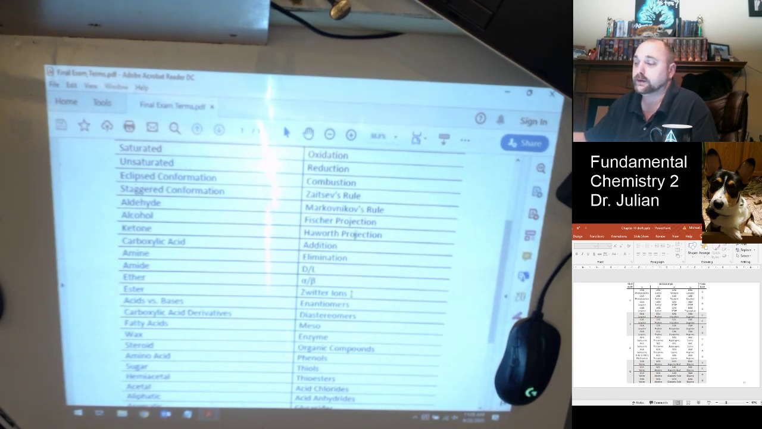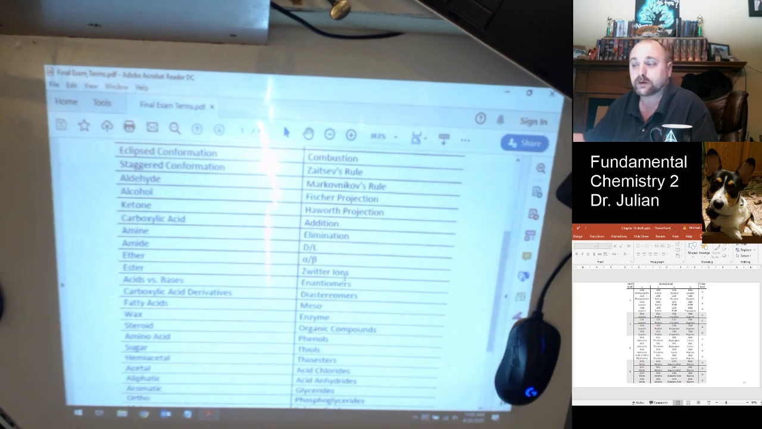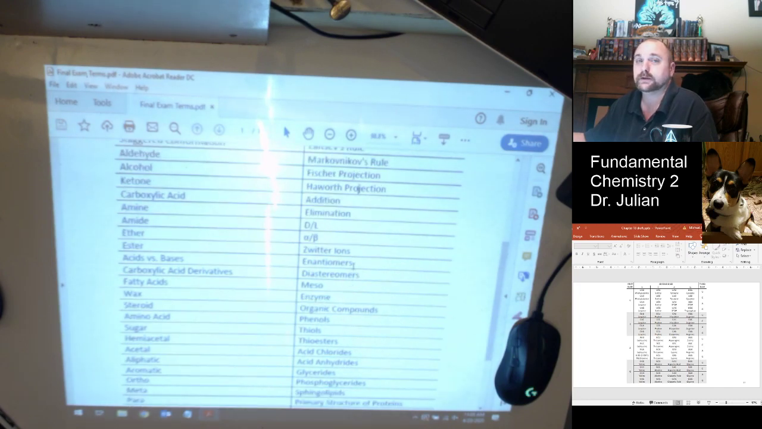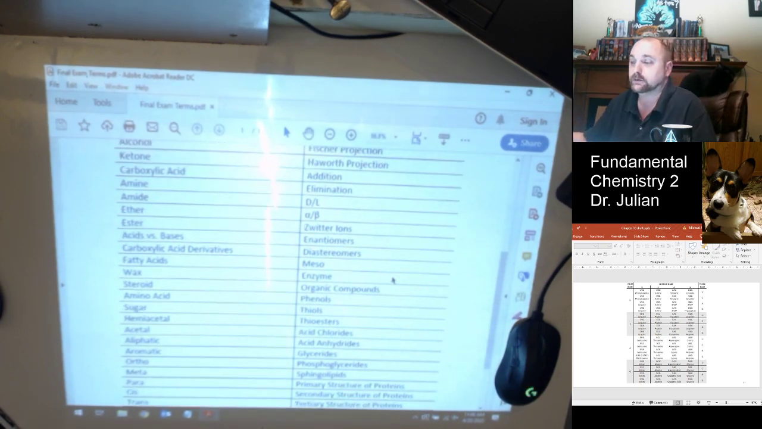Right. Zwitterions, positive and negative charges on the same molecule, but it's got a neutral overall charge. All right, enantiomers, mirror images, non-superimposable. Diastereomers, non-superimposable, but not mirror images. Meso, the compound contains an internal plane of symmetry. So that means that we can rotate it or flip it and we'll be able to make it superimposable. Alright, so enzymes speed up the reactions.